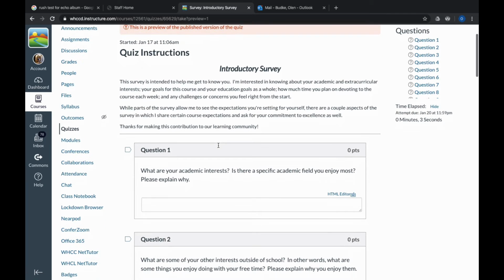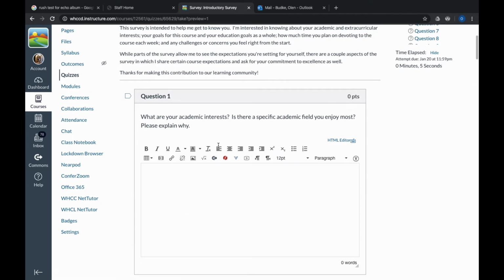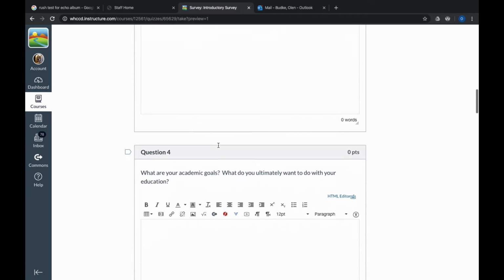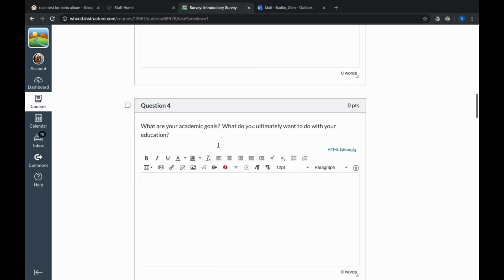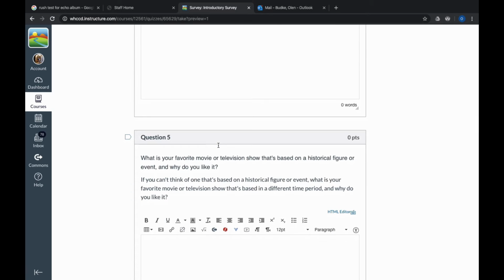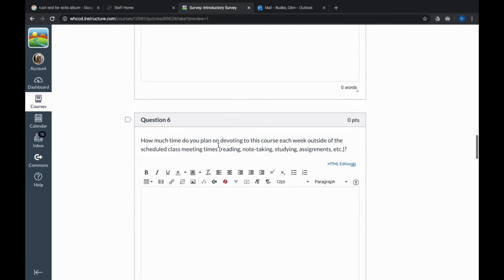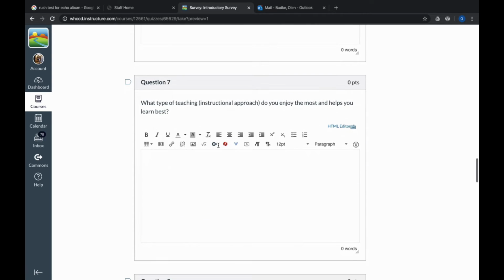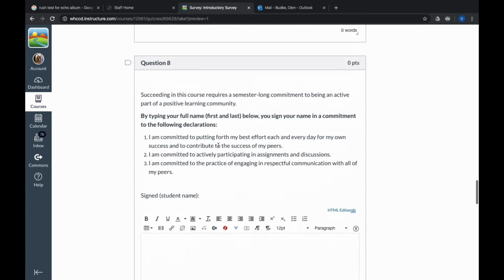All right, so what are your academic interests? What are some of your interests outside of school? What are your goals for this class? What are your academic goals overall? What's your favorite movie or television show that's based on a historical figure or event, and why do you like it? How much time do you plan on devoting to this course each week? What type of teaching or instructional approach do you enjoy the most and helps you learn best?